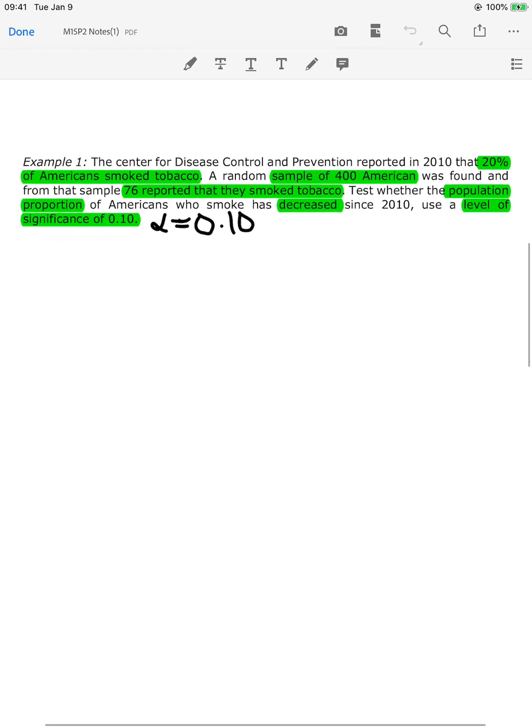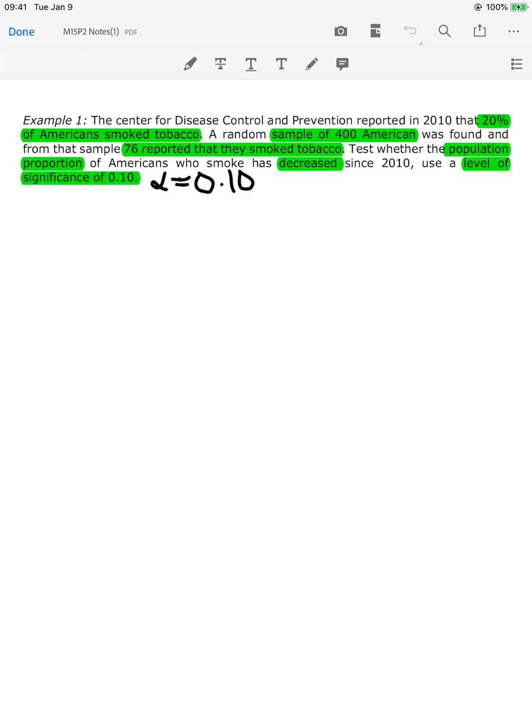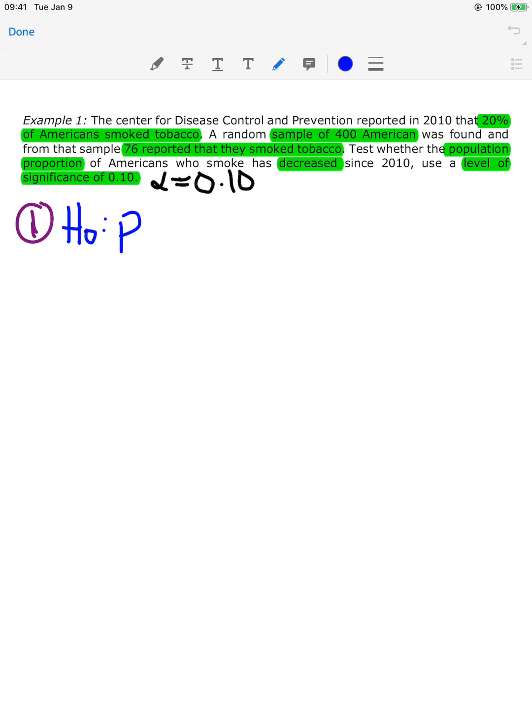All right. So let's get started. So step 1, write out the null and alternative hypothesis. Okay. So our null always starts with an H0. We're testing a proportion, so that's p. And we're going to assume that the information from 2010 is still valid. So we're going to assume that p equals 0.2.